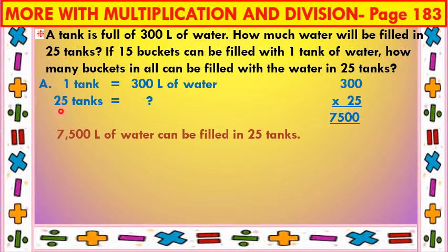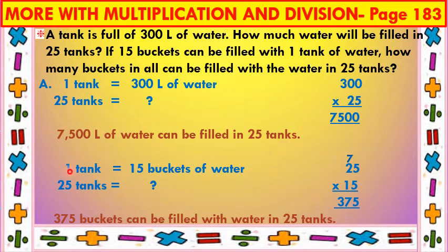Answer, it is given that in one tank 300 liters of water is present. Then in 25 tanks, how much water can be filled? Using cross multiply and divide, we multiply 300 with 25 and then divide by 1. So 25 fives are 125, 25 threes are 75. So 7,500 liters of water can be filled in 25 tanks.